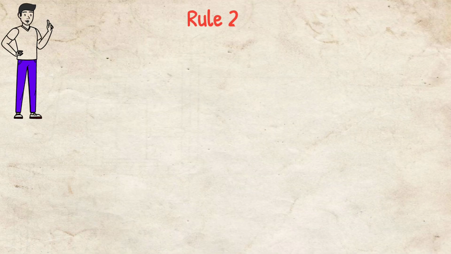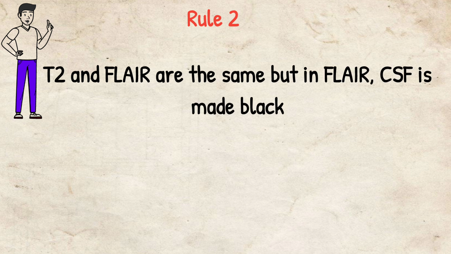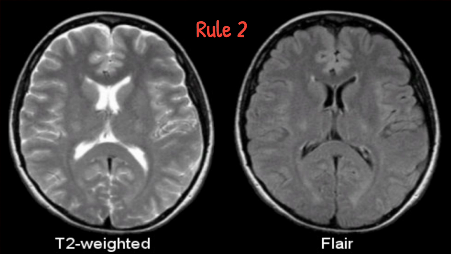Now let's discuss rule number 2. T2 and FLAIR are the same, but in FLAIR CSF is made black and there is a reason why CSF is made black. We will discuss it later on. So let's see the pictorial presentation of the rule number 2. In T2 the CSF is white, while in FLAIR the CSF is made black.